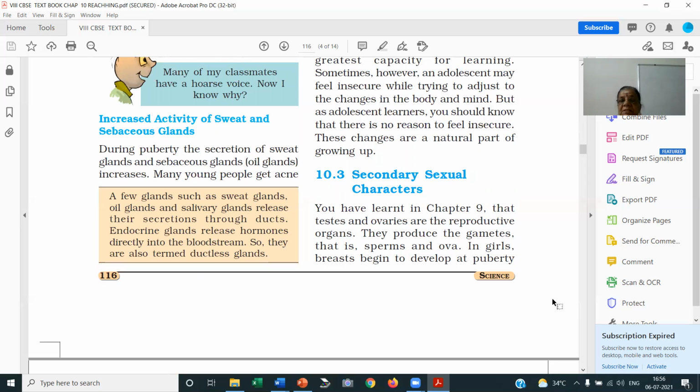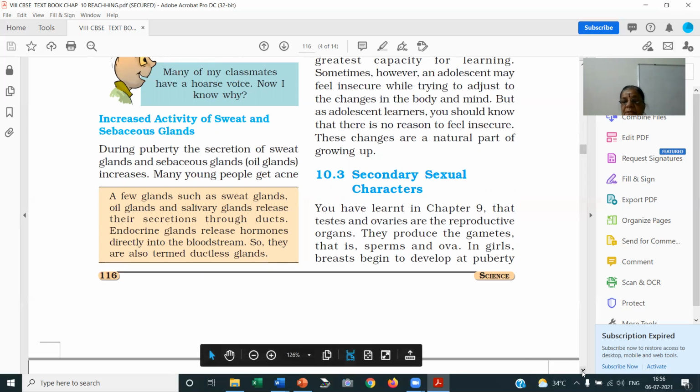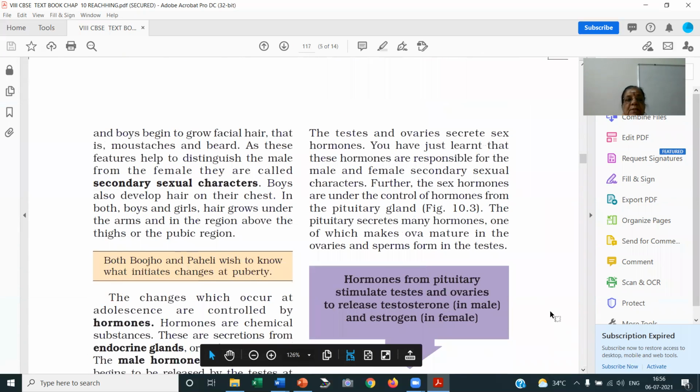Okay. Whereas in girls, breasts begin to develop at puberty, and boys begin to grow facial hair, that is mustache and beard. As these features help to distinguish the male from the female, they are called secondary sexual characters. Right? Boys also develop hair on the chest. In both boys and girls, hair grows under the arms and in the region above the thigh, the pubic region. I hope you follow. So these are secondary sexual characters.